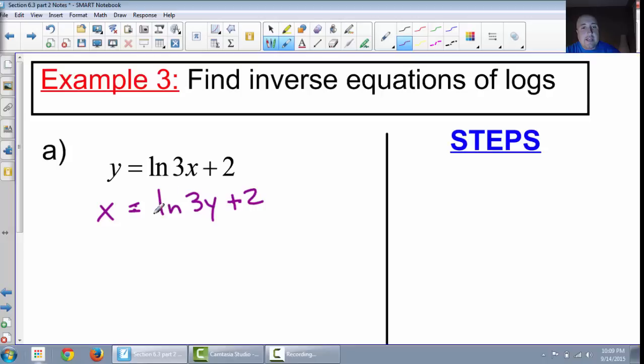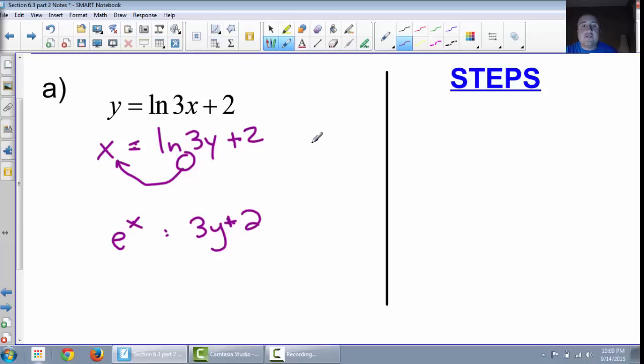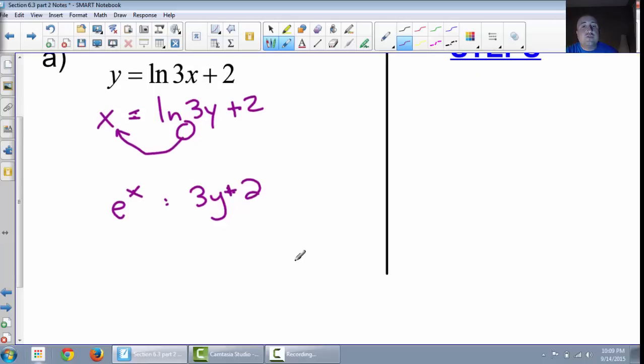Now, ln means log base e, so don't forget that. So really there's an e down here. So e raised to the x equals what's next to the log, which is 3y plus 2. Okay, so that's step 2. And then the last step is to solve for y.